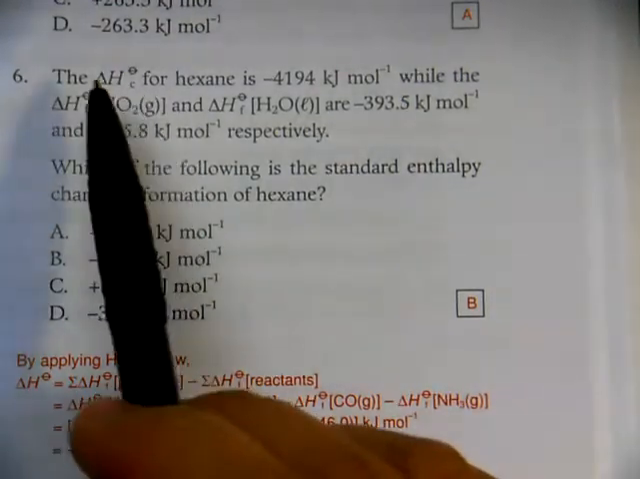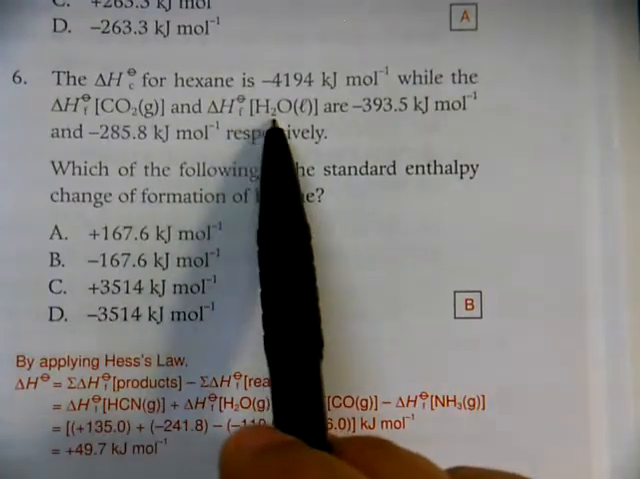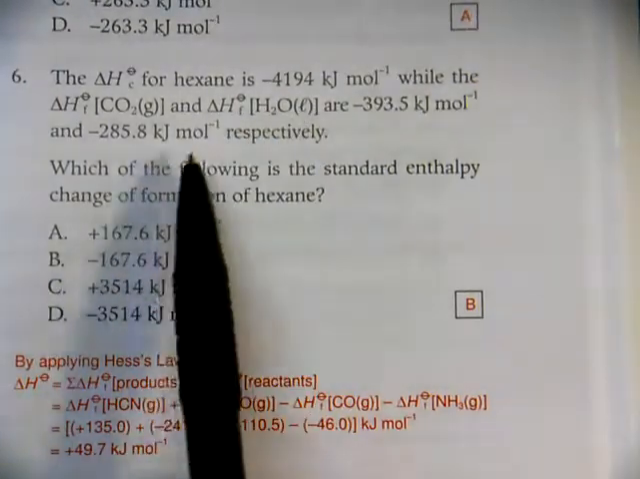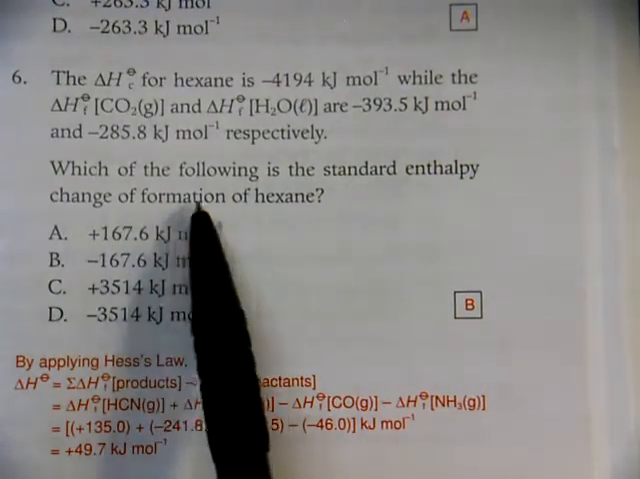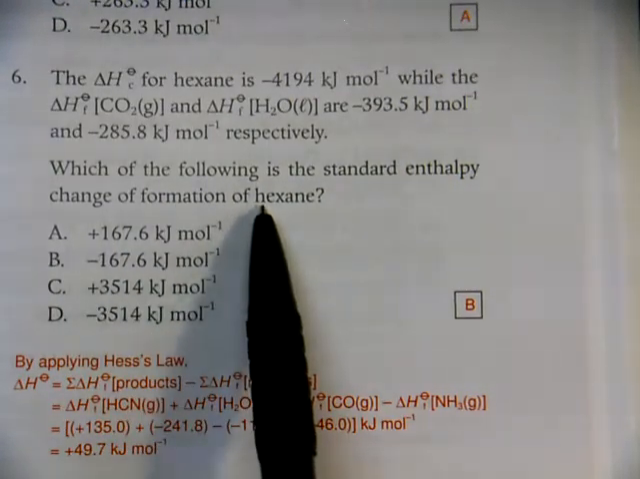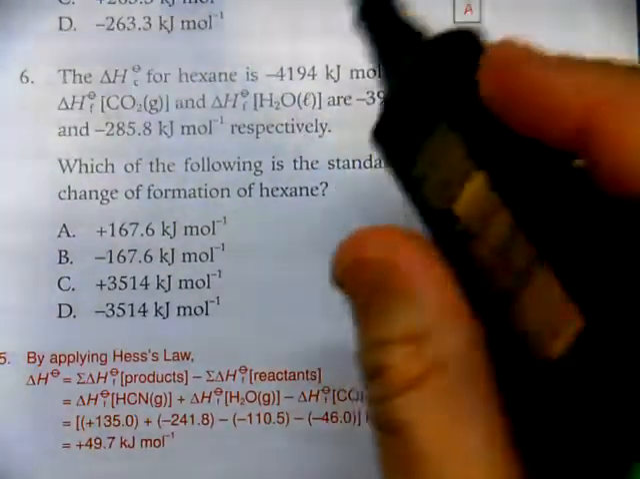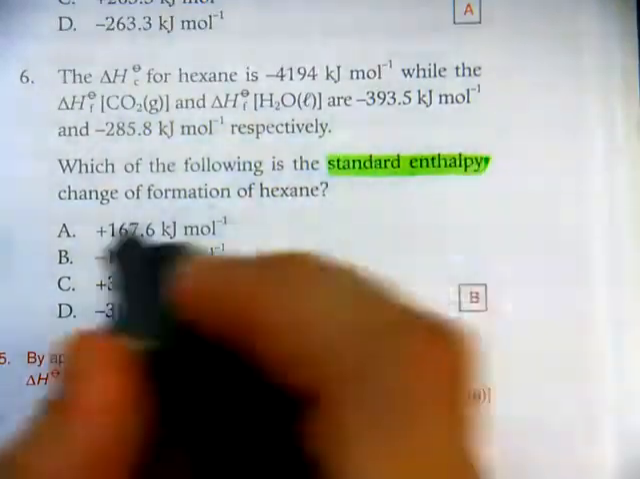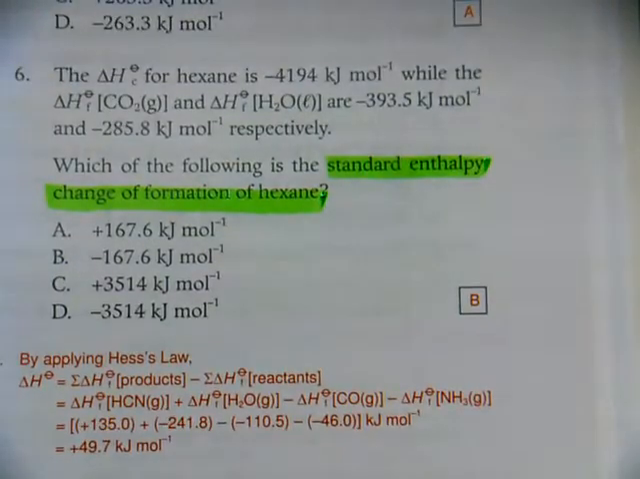Question number 6. Combustion and formation data are given. Which of the following is the standard enthalpy change of formation of hexane? Okay. Now first of all, please look at your target equation. This is your target: the standard enthalpy change of formation of hexane.